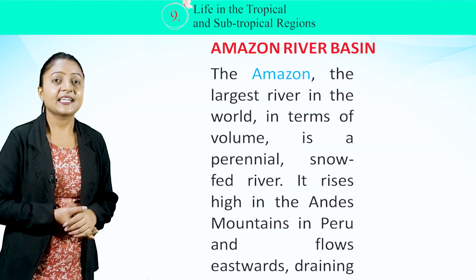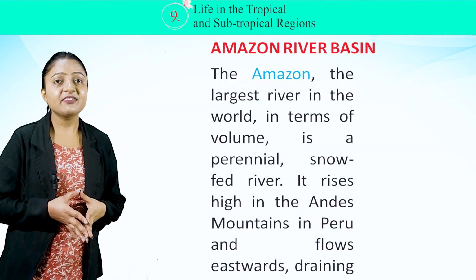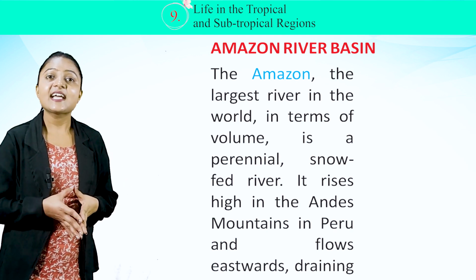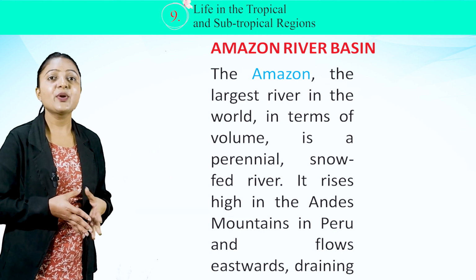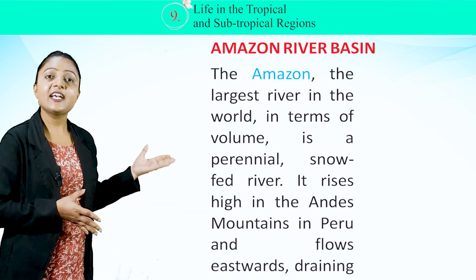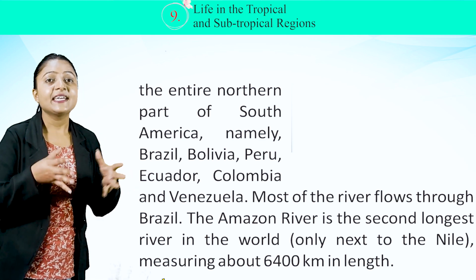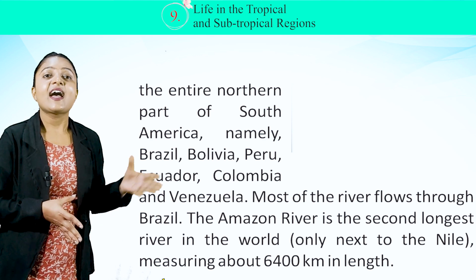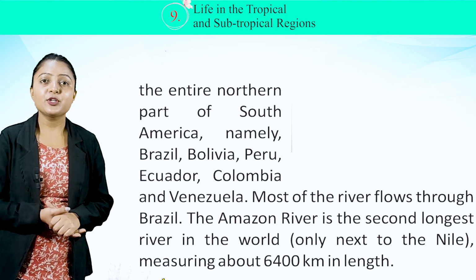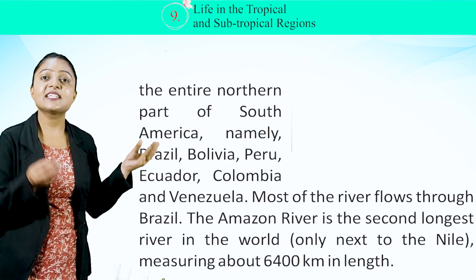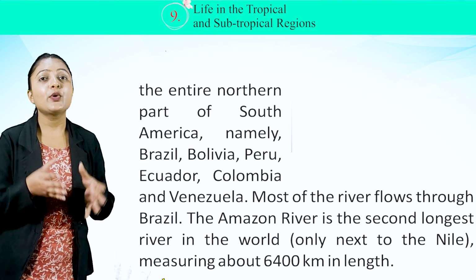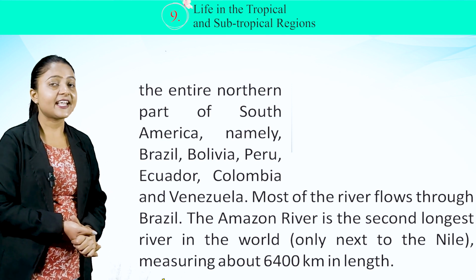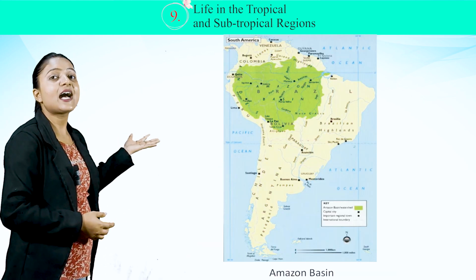Amazon River Basin. The Amazon, the largest river in the world in terms of volume, is a perennial snow-fed river. It rises high in the Andes Mountains in Peru and flows eastwards, draining the entire north part of South America, namely Brazil, Bolivia, Peru, Ecuador, Colombia, and Venezuela. Most of the river flows through Brazil. The Amazon River is the second longest river in the world, only next to the Nile, measuring about 6,400 km in length. In this picture, you can see the Amazon Basin.